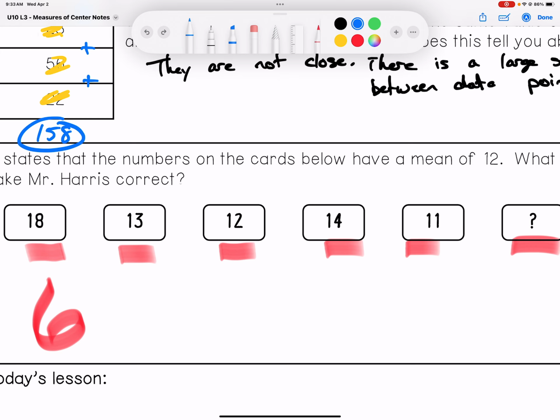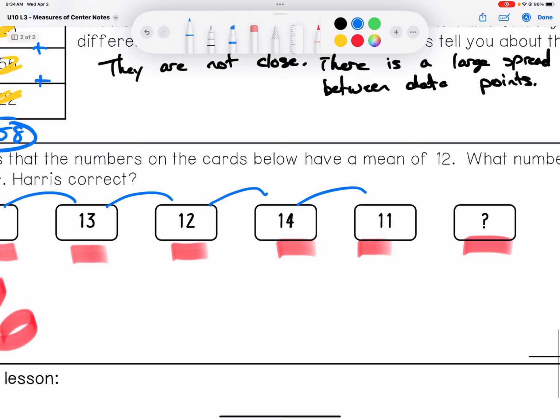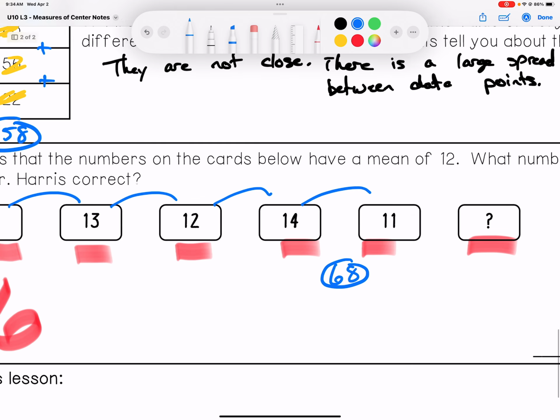What are we going to divide by 6 to get 12? Well, I don't really know off the top of my head, right? Well, we can add them up and get close. So let's add what we do have up. 18 plus 13 is 31. 31 plus 12 is 43. 43 plus 14 is 57. 57 plus 11 is 68. So far I have 68.